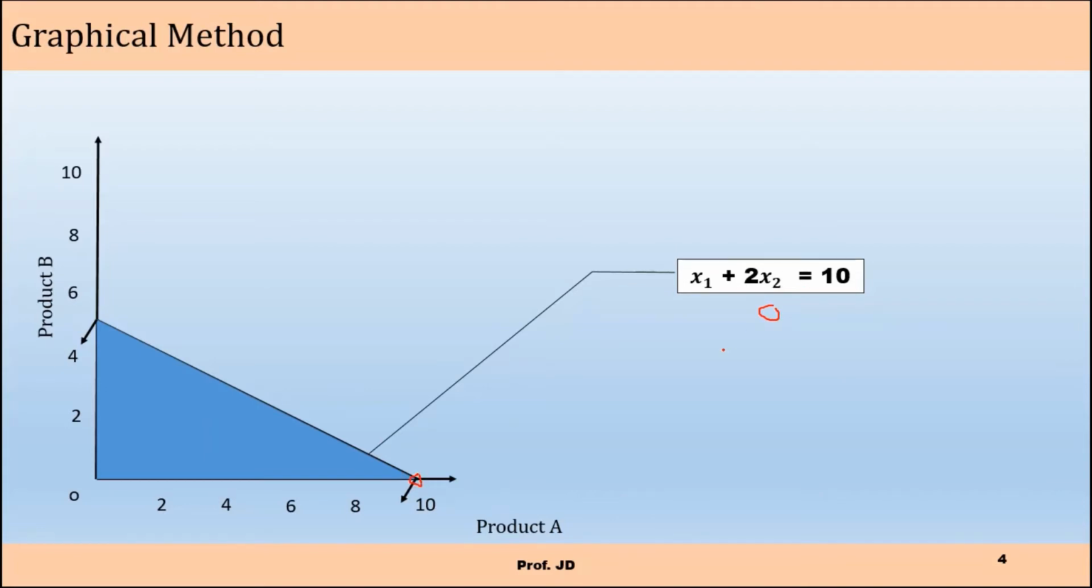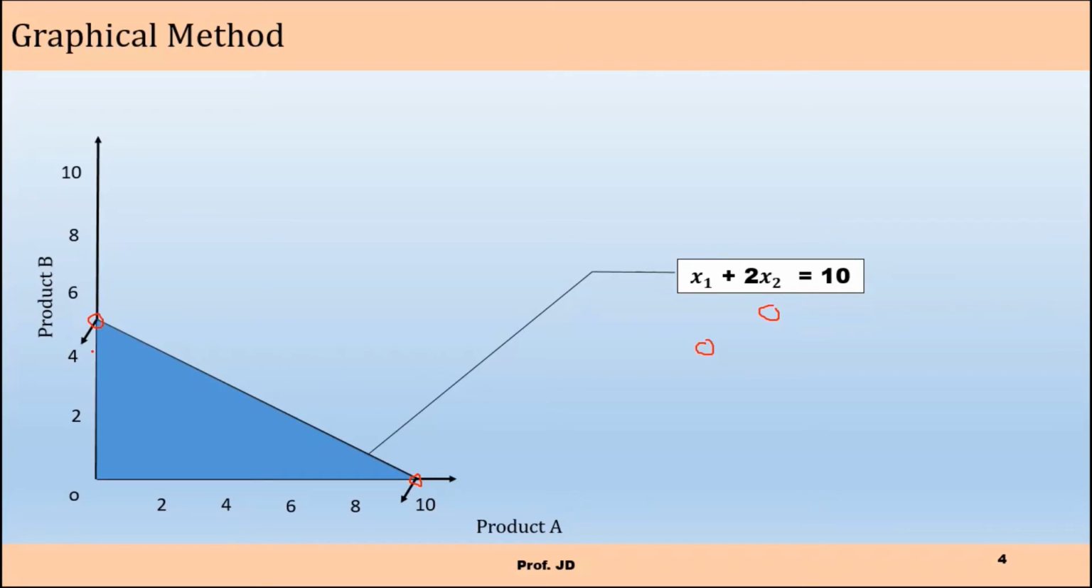Similarly, put the value of x1 equal to 0. You will get the value of x2, that is 5. So mark that point over here and connect these two points. Now this is a less than or equal to type constraint, so the feasible region will move towards the origin, right? So this line will move towards the origin.